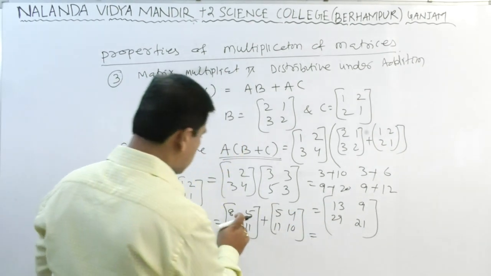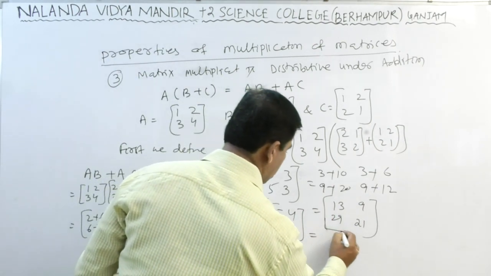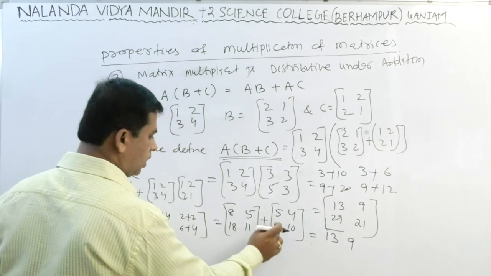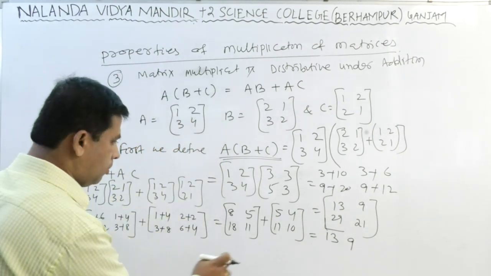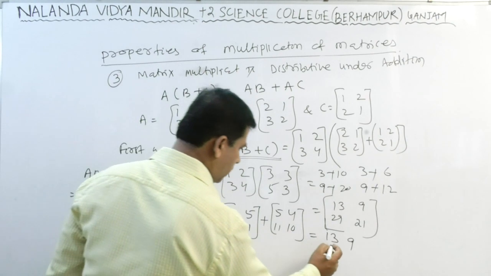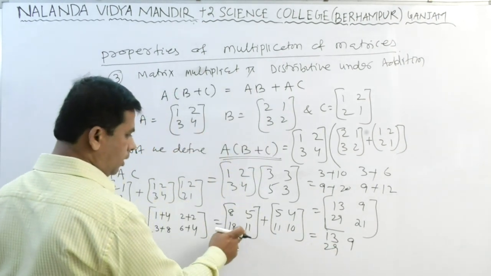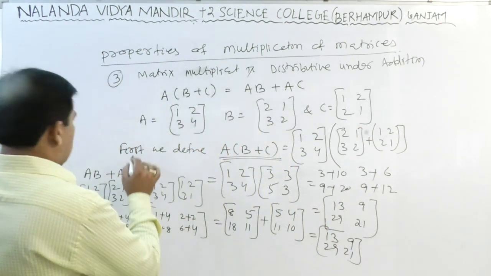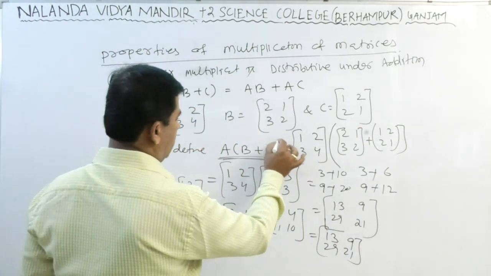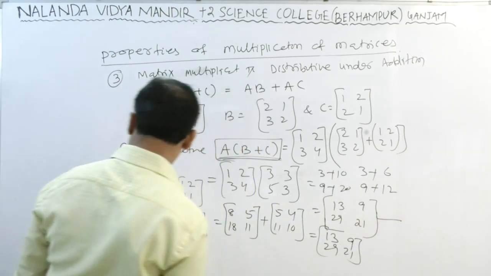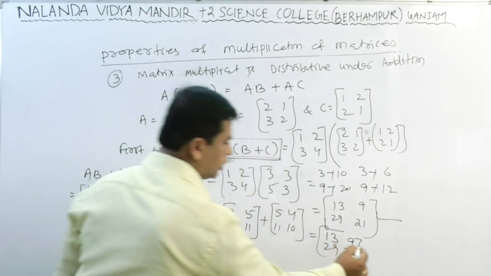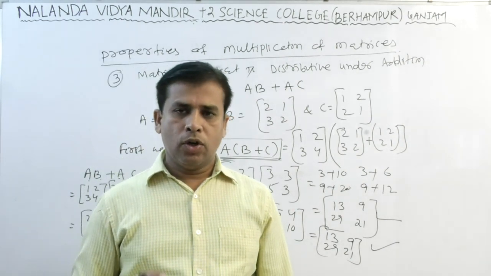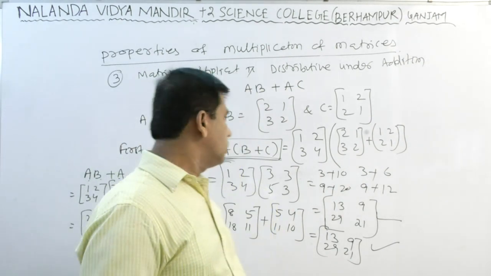This is equal to 8 plus 5, 13; 5 plus 4, 9; 18 plus 11, 29; and 11 plus 10, 21. Therefore, A into (B plus C) and AB plus AC are both the same. Therefore, matrix multiplication obeys distribution over addition.